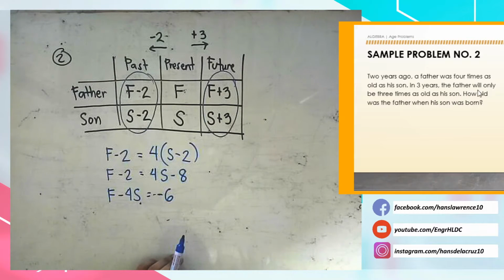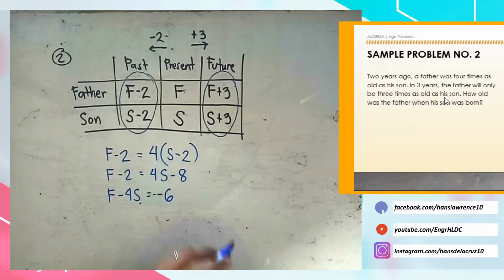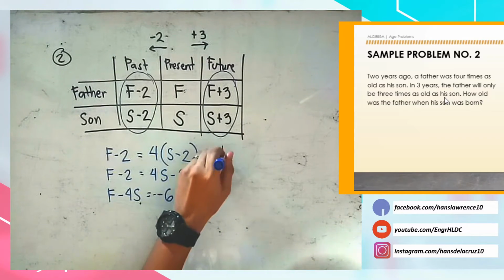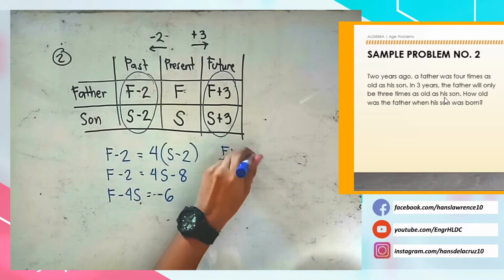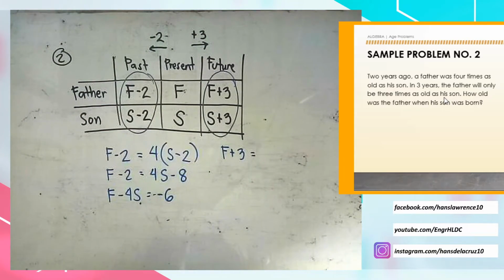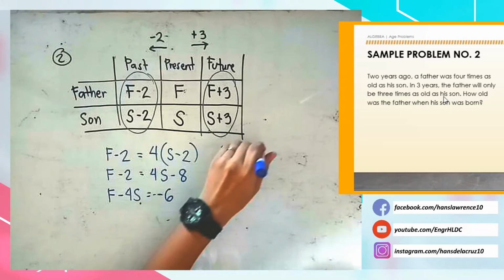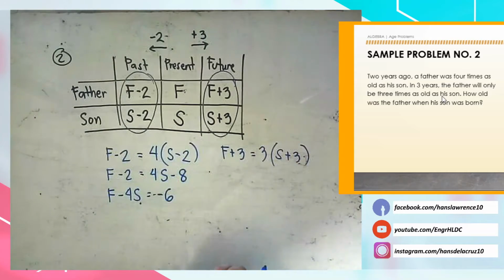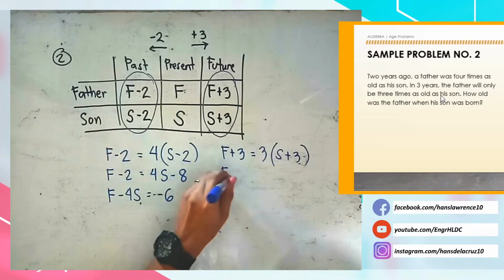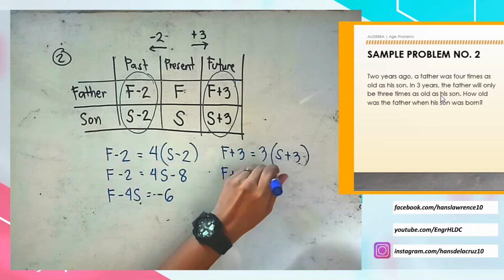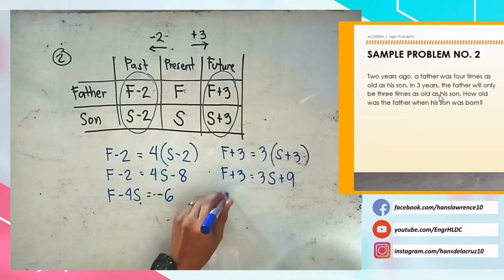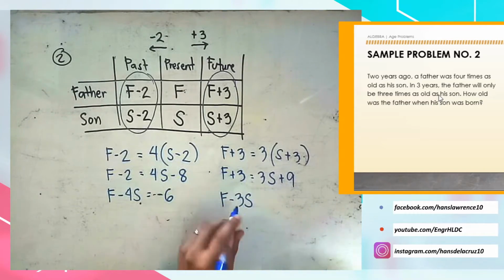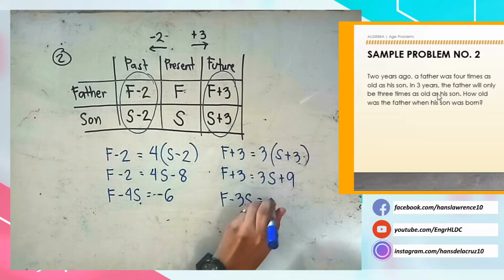So, the father will only be 3 times as old as his son. So, sabihin, in 3 years, which is ito, yung father's age, which is F plus 3, is equal na daw saan naman? 3 times, no, nung age nung son. So, that is 3 times yung age nung son, S plus 3. So, simplify lang natin to, magiging F plus 3 is equal to 3S plus 9. So, F minus 3S, no, is equal to 9 minus 3, so 6.